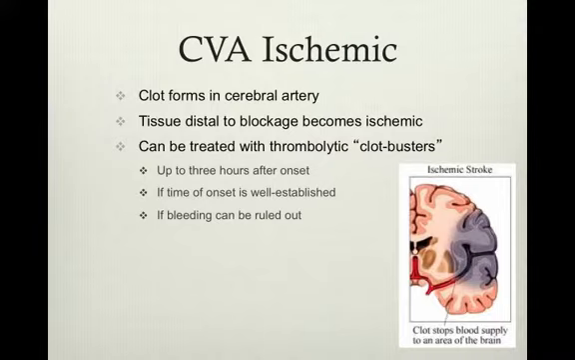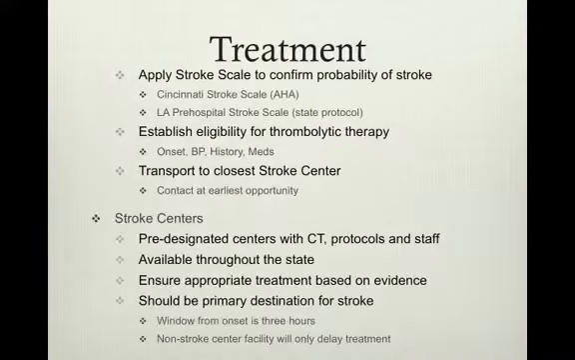It can be treated with thrombolytic clotbusters, but there needs to be some very rapid things occurring whenever they get to the hospital to determine whether or not the clotbusters are contraindicated. Up to 3 hours after onset, the time of onset is well established so that we know exactly whenever it started, if bleeding can be ruled out quickly. And they generally do this with a non-contrast head CT and radiologist interpretation.